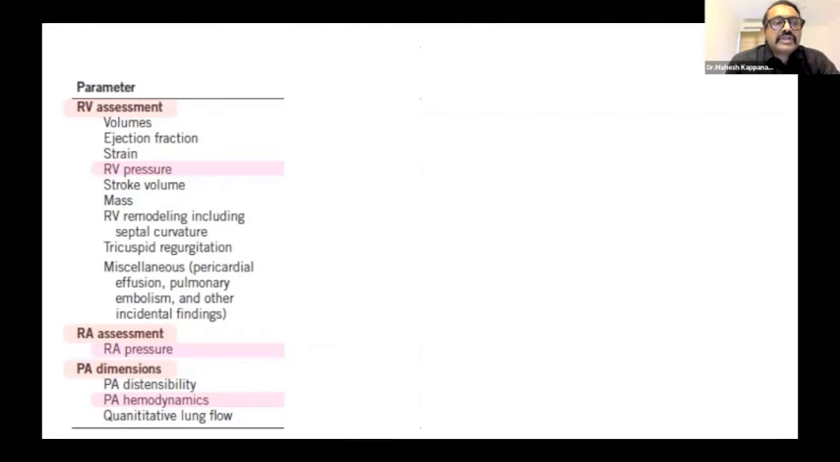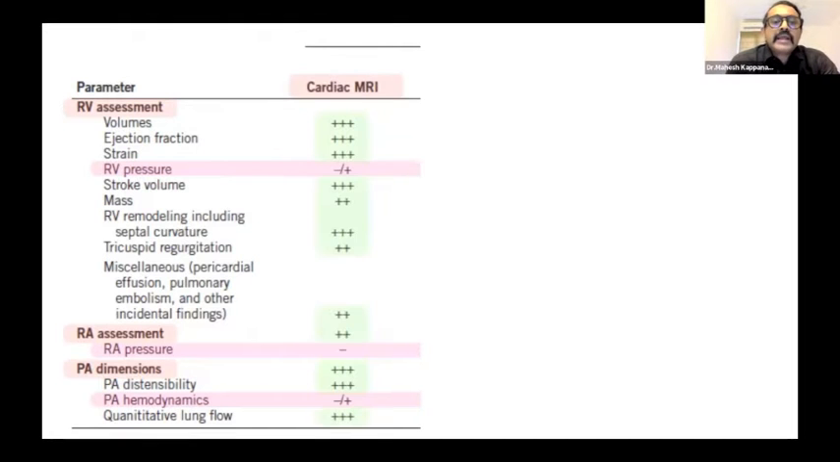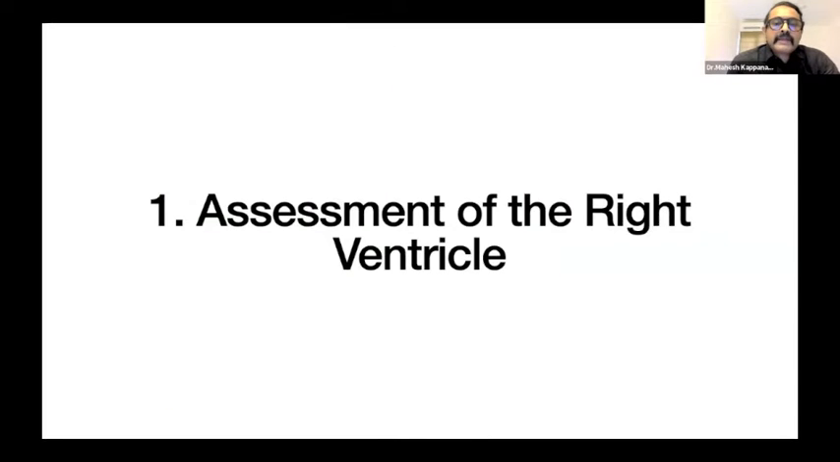So if you look at the wish list of the things that you would like to assess in a case of PAH, it is a comprehensive assessment of the RV, including volumes, ejection fraction, strain, pressures, stroke volumes, mass, etc. The assessment of the RA and assessment of the pulmonary arteries, including the distensibility, hemodynamics, and quantitative lung flows. And MRI is able to provide information on most of these aspects, except for where it requires pressure assessments. MRI falls abysmally short when you talk about pressure assessments.